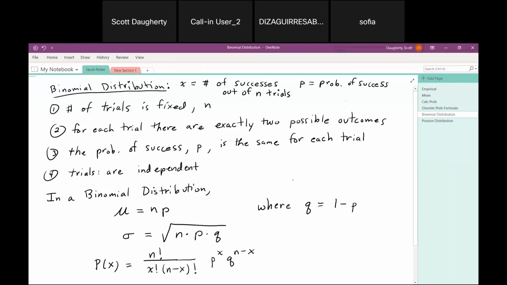And then the last condition is the trials have to be independent of each other. So when you're running your trials, the outcome of the first trial can't affect the outcome of the second trial.